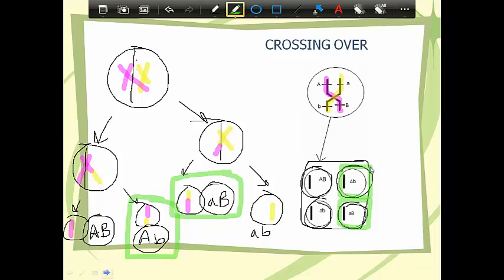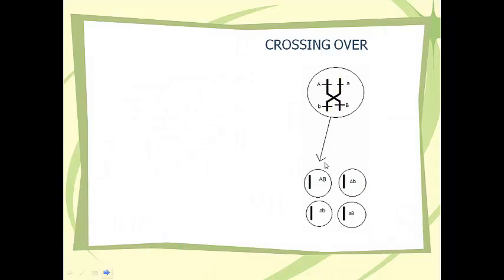If no crossing over occurred, we would only get these gametes, because that's how the genes are attached on the same chromosome. So if you're drawing this diagram, you want to make sure that you include the fact that those two on the right-hand side are your recombinant gametes, the ones that are the result of crossing over.